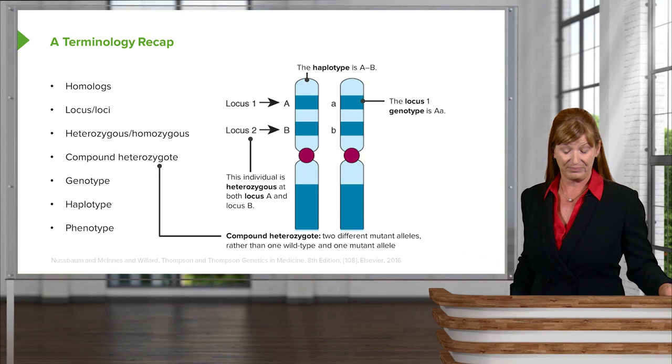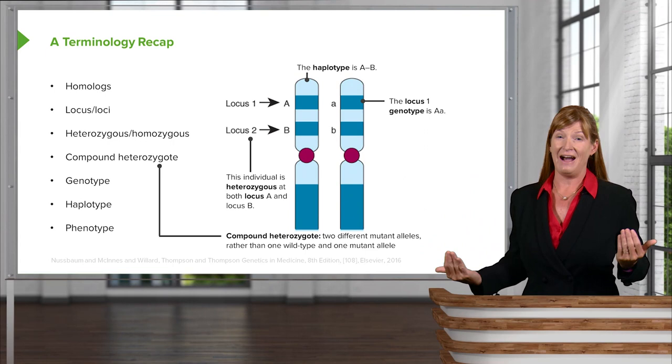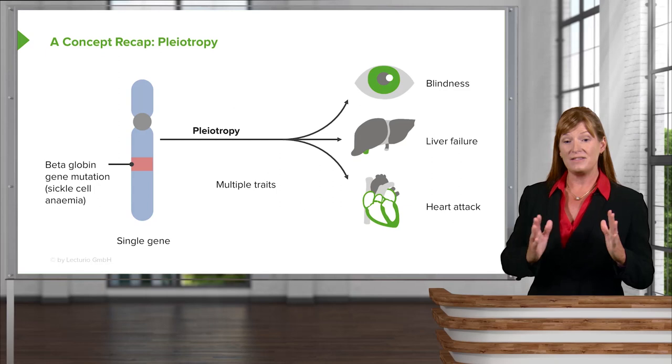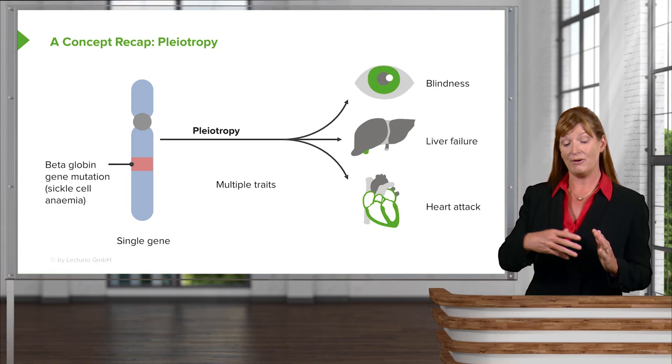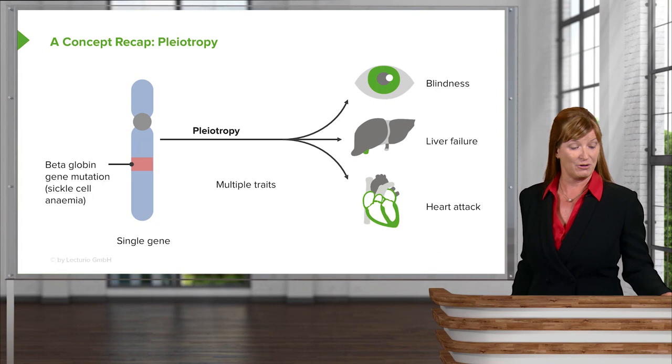And the exception to this would be in inbreeding or consanguinity, where you have two individuals from the same family that have the same exact mutation in the genes. So another concept recap, pleiotropy. Although we are dealing with single gene disorders that come from one gene, we've already learned they may have multiple effects. We've explored that in detail with the sickle cell beta globin gene having effects in multiple places.